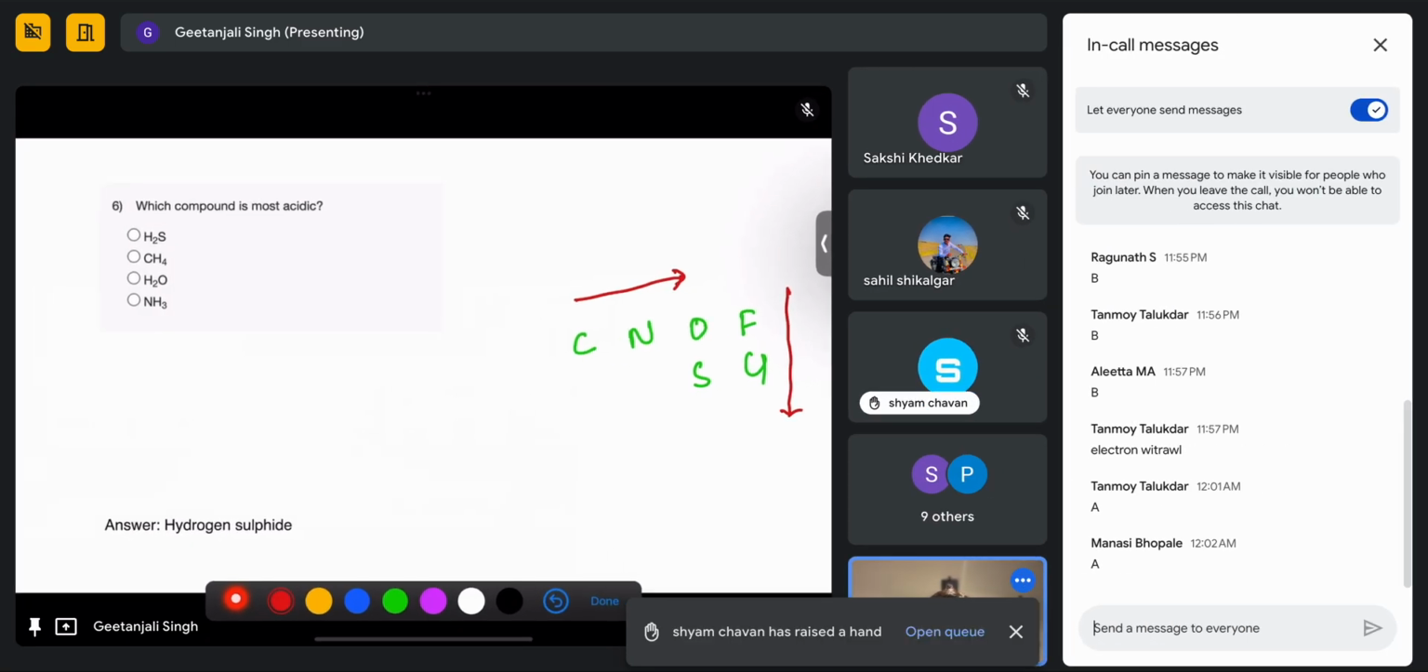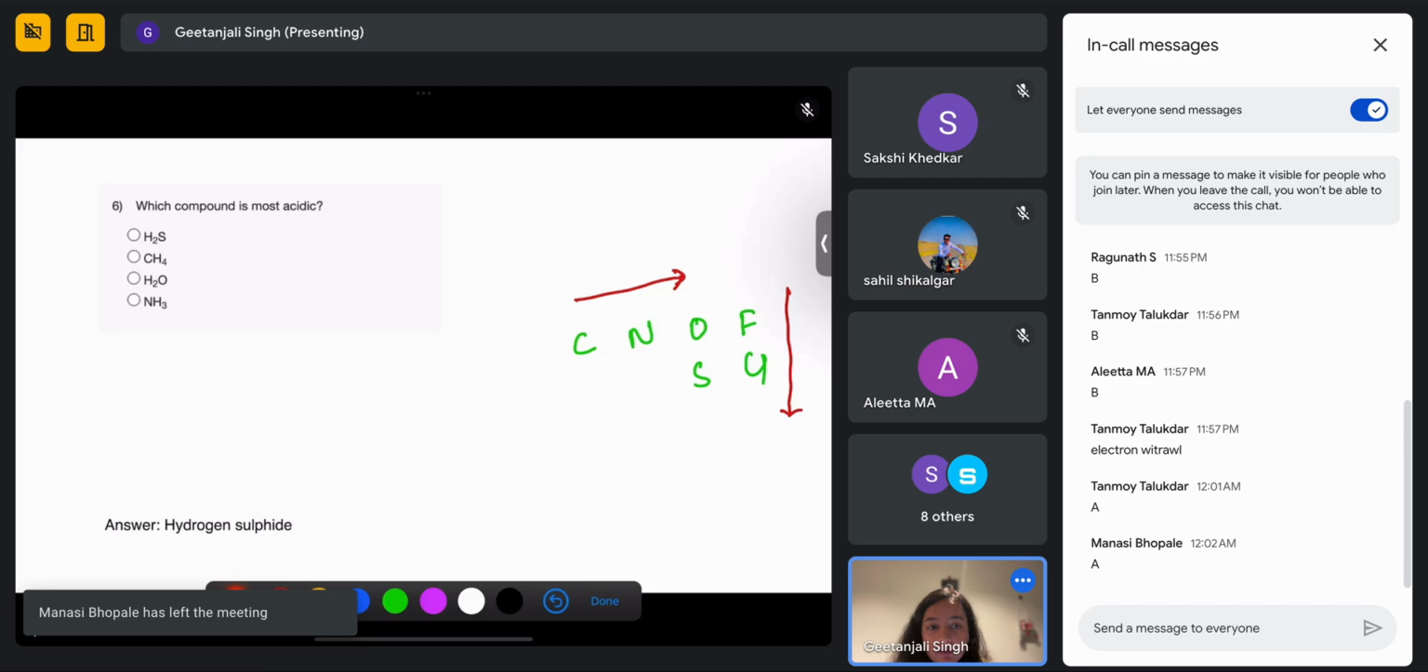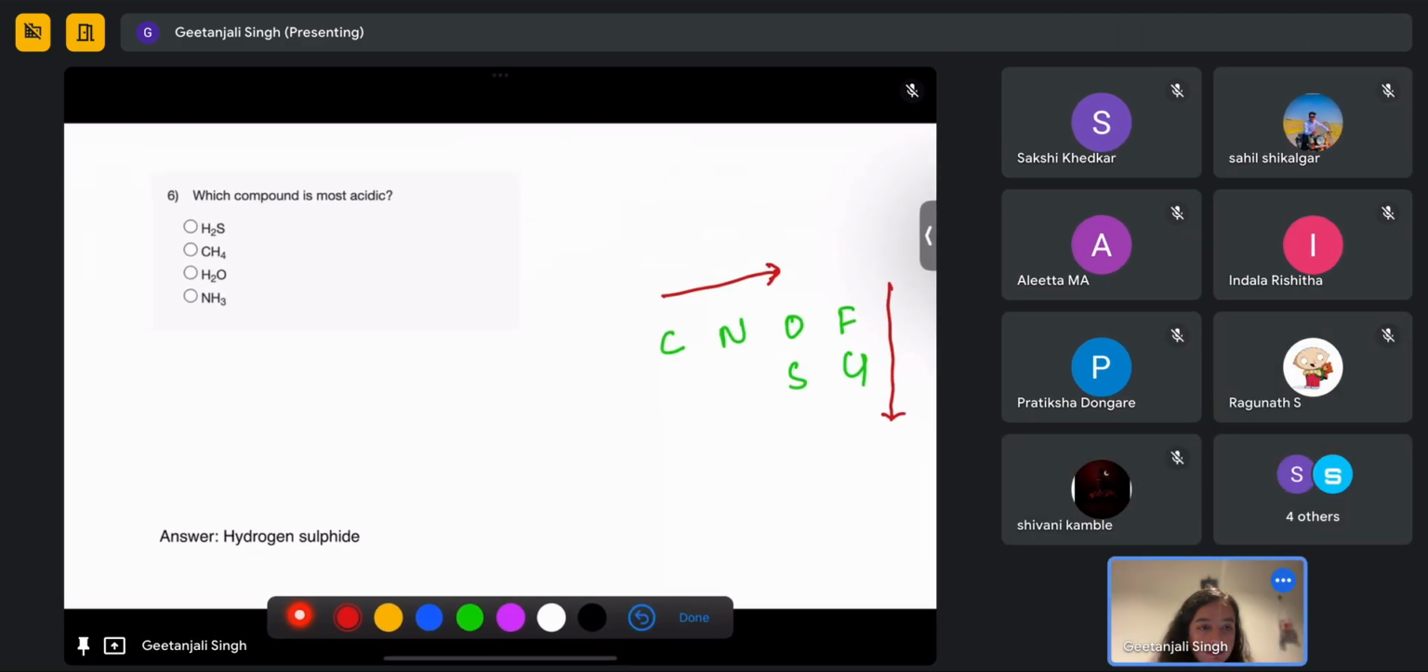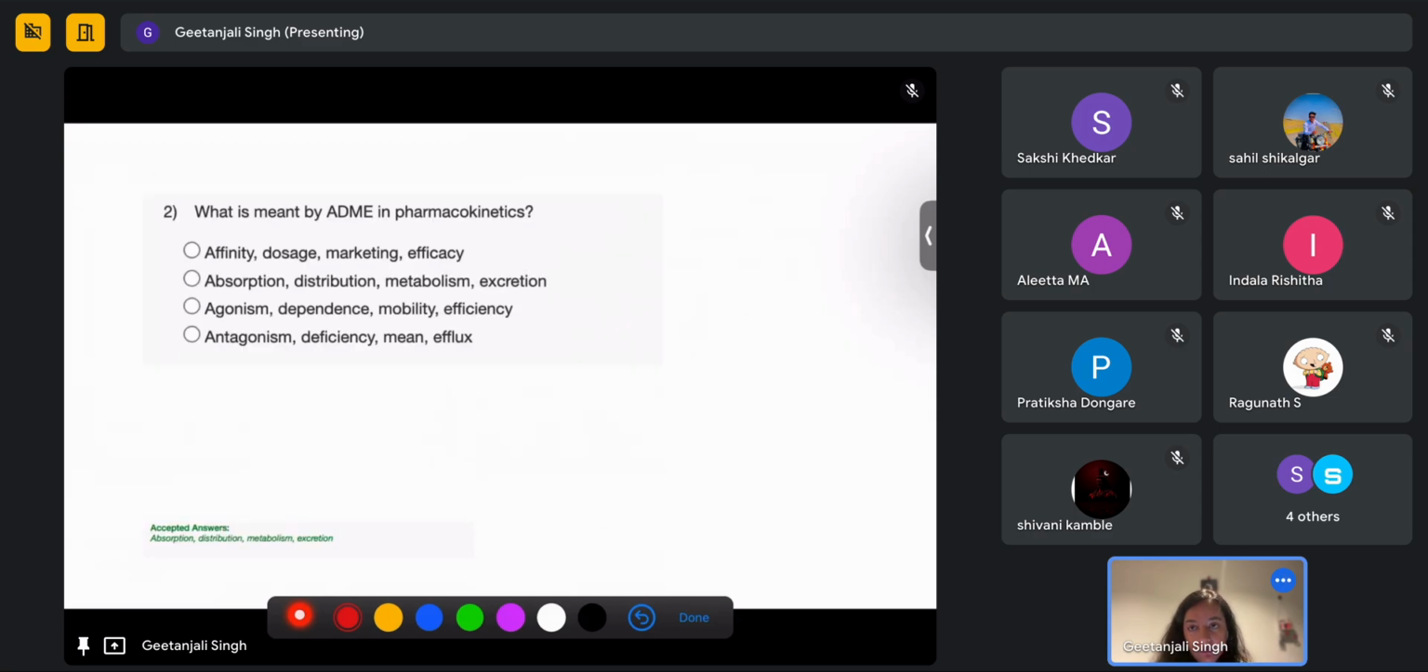Yes, Shyam. You can unmute yourself and ask the question if you have any doubt here. If not, I'll just continue. Okay, very good. We're done with this question as well. Let's move to the next question.